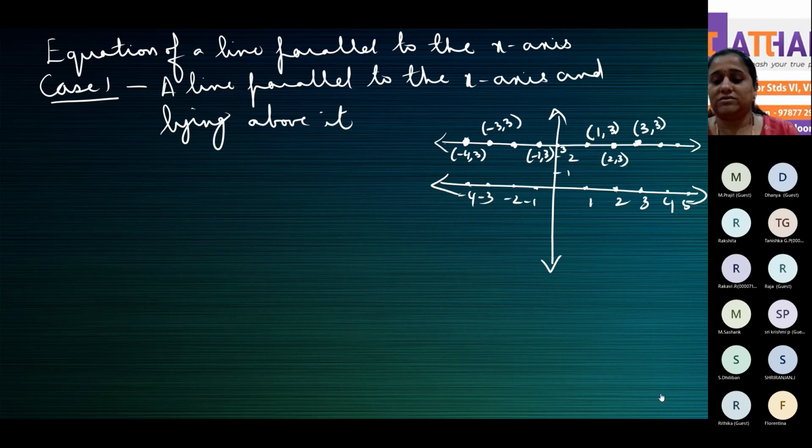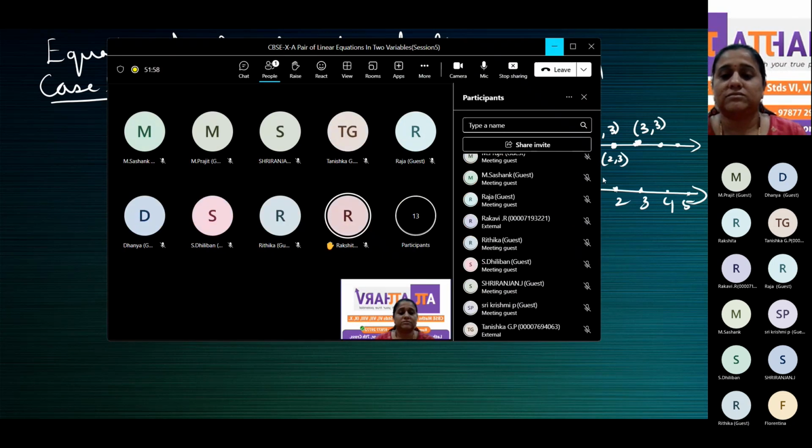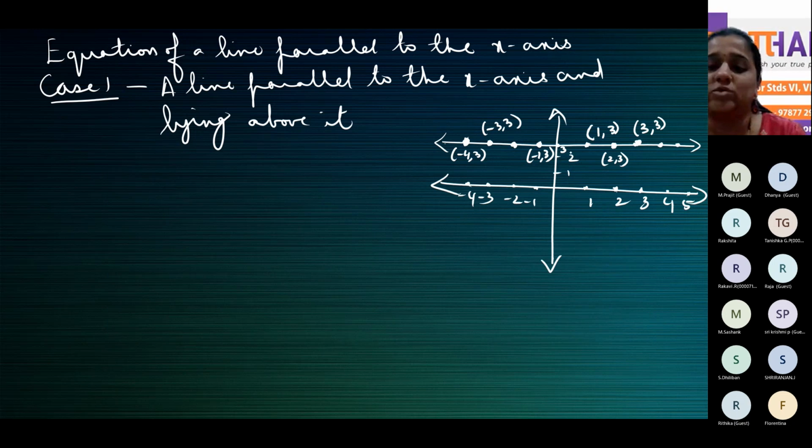Tanishka, I'm not asking you because you've told me that you cannot answer, and I cannot hear your answer. Tanishka, this one. Minus 2 comma 3. Correct. All right.